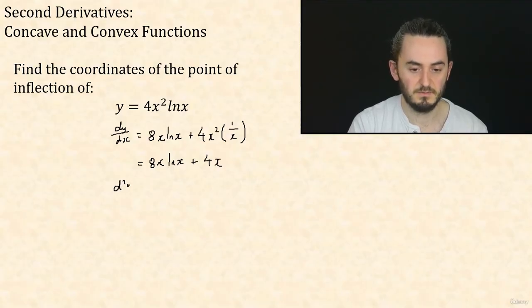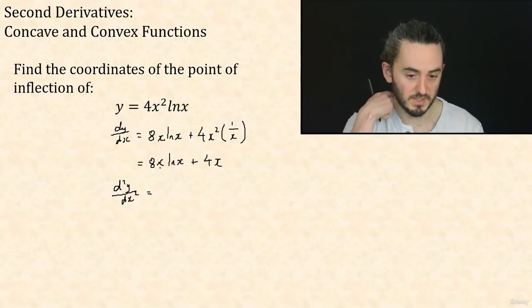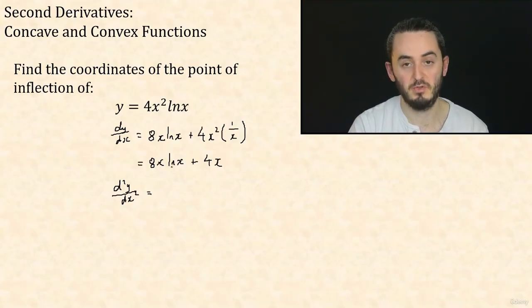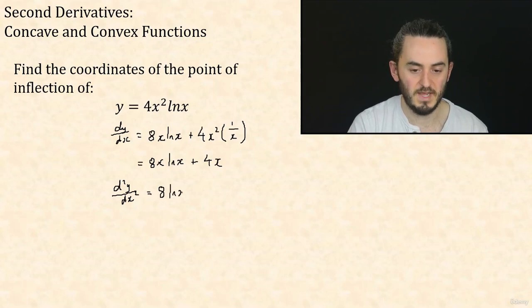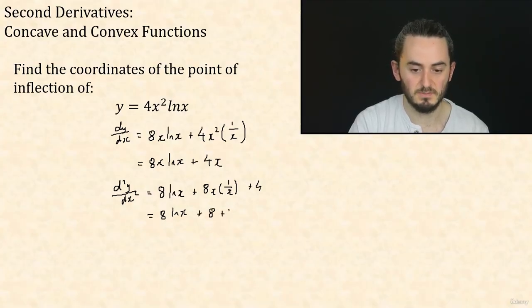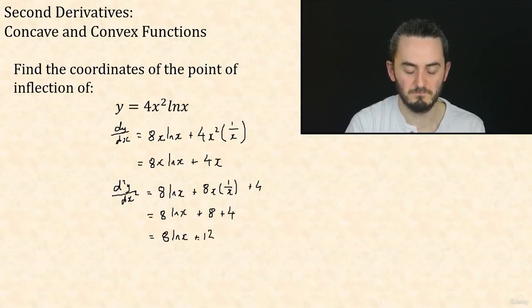Now for the second derivative, d2y by dx squared. I'll do the same kind of idea here. I'll differentiate the 8x but not the ln x, so I get 8 ln x, and then I'll differentiate the ln x but not the 8x, and that gives me 8x times 1 over x. And then I'll differentiate 4x, and I get 4. So that is 8 ln x plus, well, 8x times 1 over x is just 8, plus 4 is plus 12. So the second derivative is 8 ln x plus 12.